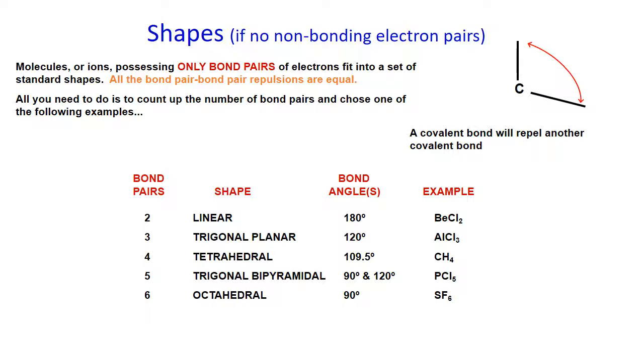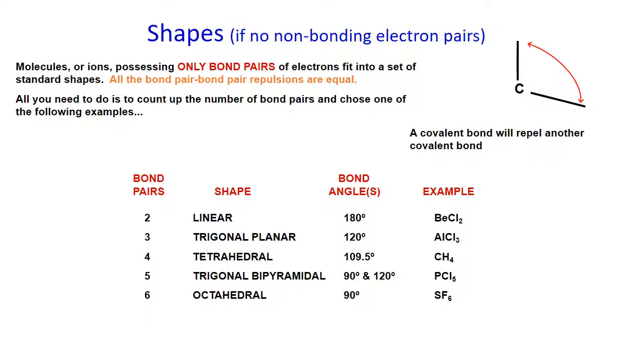So, shapes if there are no non-bonding electron pairs. Molecules or ions possessing only bond pairs of electrons fit into a set of standard shapes. All the bond pair repulsions are therefore equal. You noticed in the last slide that if you have a lone pair, there's slightly more repulsion, because a non-bonded electron pair is slightly more repulsive. All you need to do is count up the number of bond pairs and choose one of the following examples.